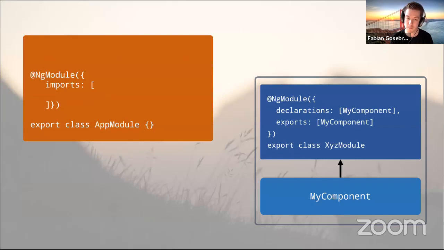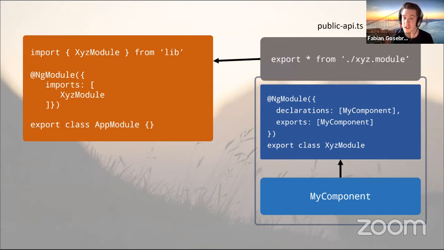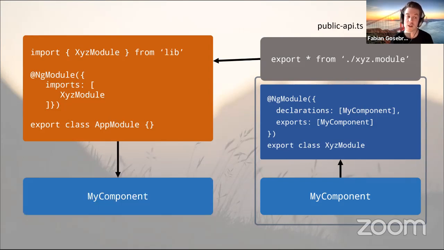So let's put the my component and the XYZ module inside of a library. And now we're importing the XYZ module from that specific library, right? So then with the lib, we're referring to a file which is called public API, and it exports everything from the XYZ module, right? And now we can use that component again, which is totally valid because the module exports the my component as well, right?